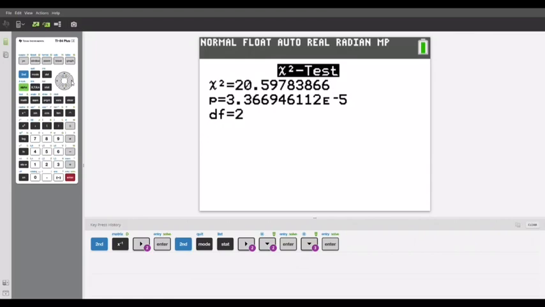Since we are running a test for this one, we need either the chi-squared, our test statistic, or our p-value, depending on what approach we are using. Careful with this because there is an E in your p-value, so be observant of that.